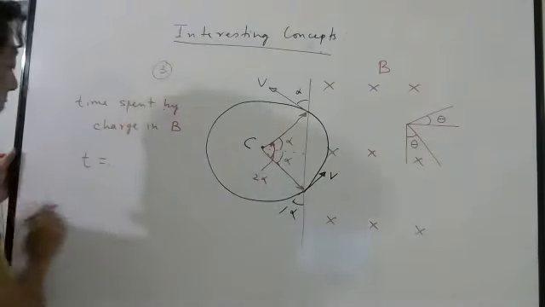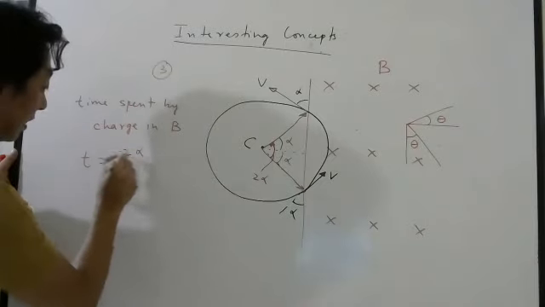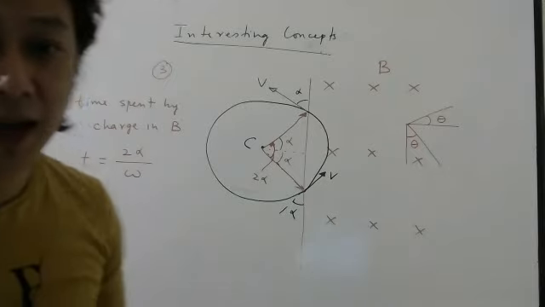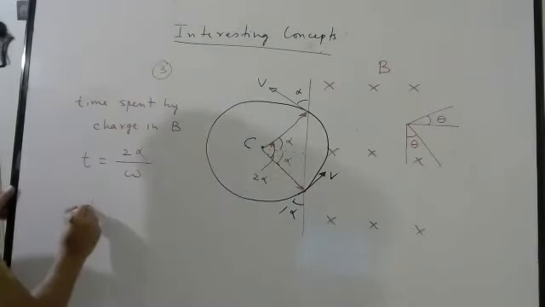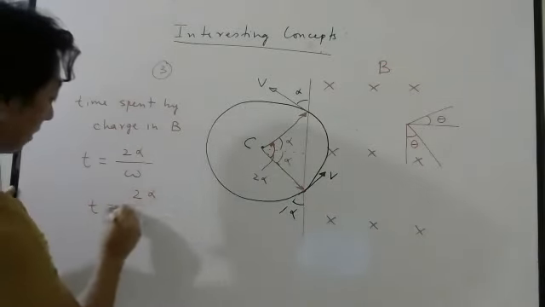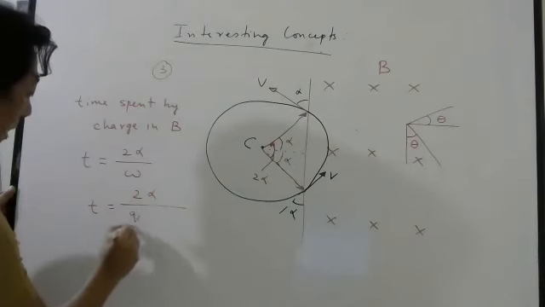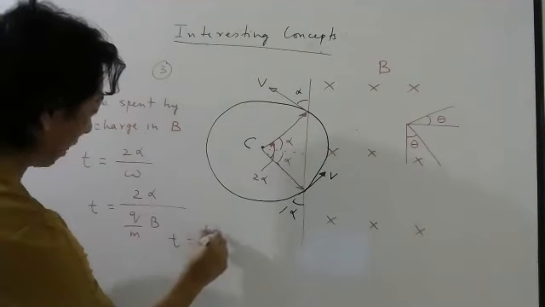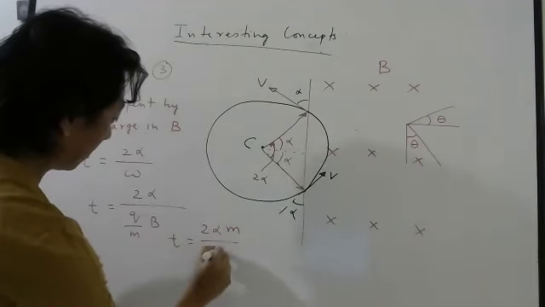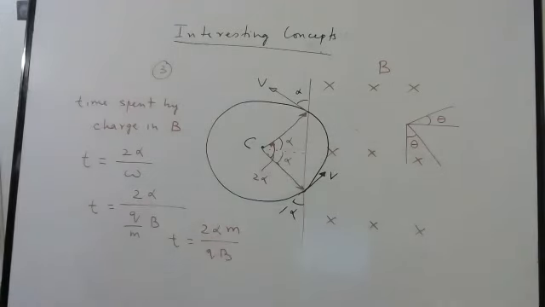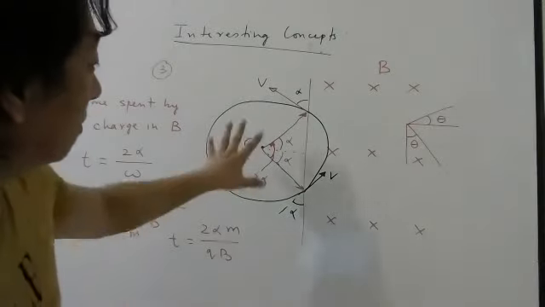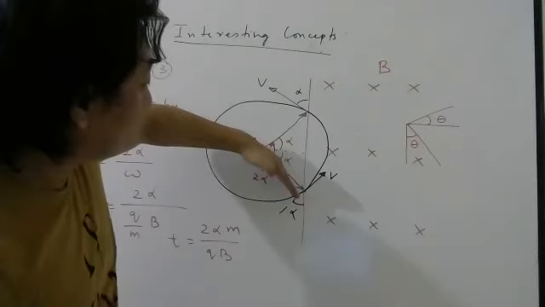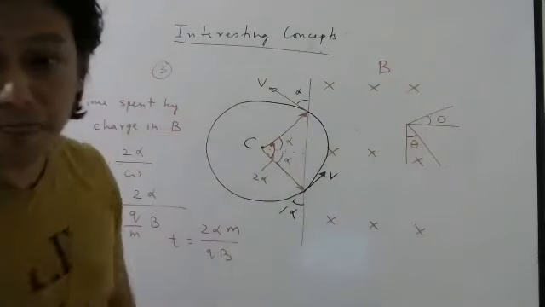So how to find time spent? Angle turned by angular speed. Angle turned is 2 alpha. Angular speed is q by m into b. So time spent will be 2 alpha m by q b. Okay, students, so we'll stop for today, but try to remember this part. So this radius vector has turned like this.